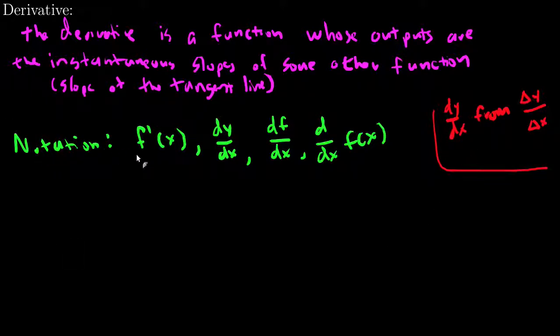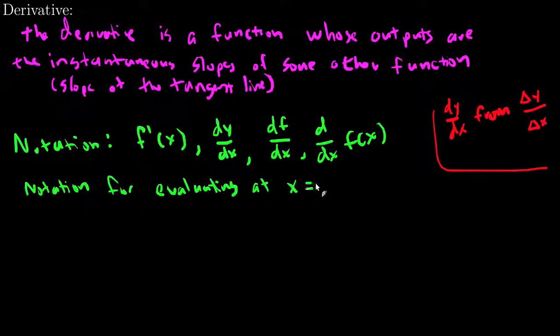Alright, so that's the notation for the function. So, notation for evaluating at x equals x naught is this. For this notation, it's really easy. F prime of x naught, you just put it in like you were doing regular function notation.